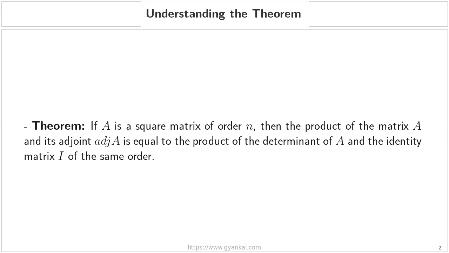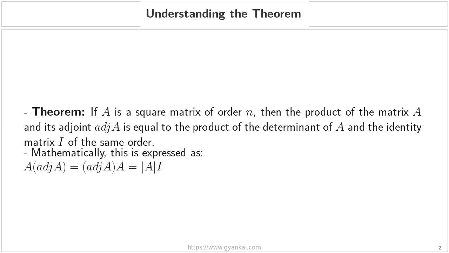Understanding the theorem. This theorem defines a very special relationship. It states that if we have a square matrix, let's call it A, of order n, then when we multiply this matrix A by its adjoint, which we write as adj A, the result is something very specific. The product is equal to the determinant of matrix A, multiplied by the identity matrix of that same order.